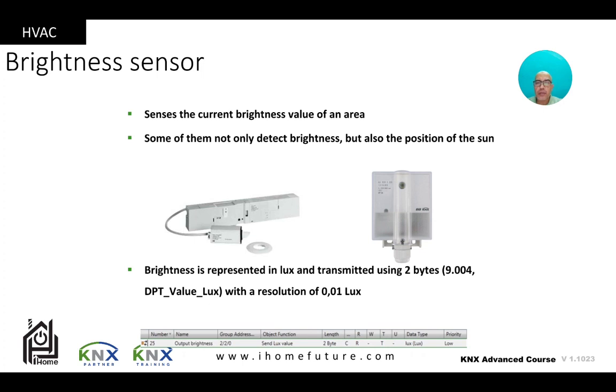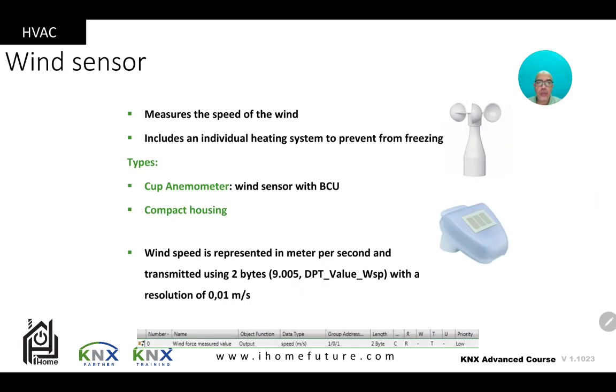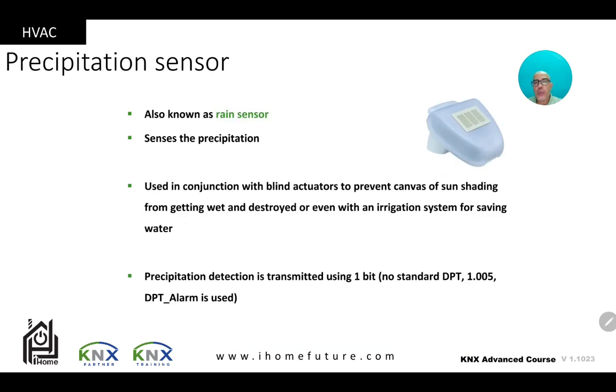A brightness sensor reads the amount of light using lux, also 2 bytes, floating number. A wind sensor will detect the wind speed. You can also have a rain sensor, which detects if there is rain coming from outside. Most of those sensors are outdoor, of course. And then you can combine all of that together. So if I have rain, then I might need to close the blind actuator.